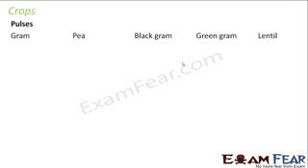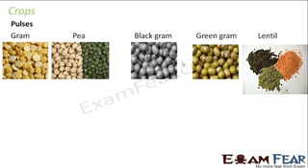Let us talk about the pulses. In India we mostly call it dal, right? We generally have it with either rice or chapati, so it is a daily food for each of us. In pulses you have many different kinds like gram, pea, black gram, green gram, lentils. Pulses are a very good source of protein, so people say you should have a lot of pulses in your diet.